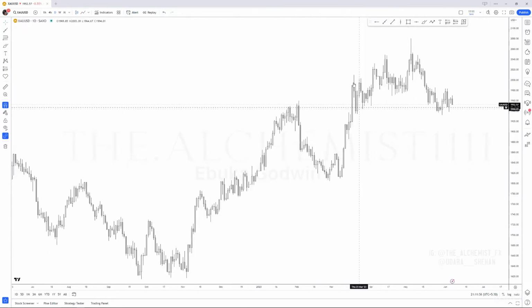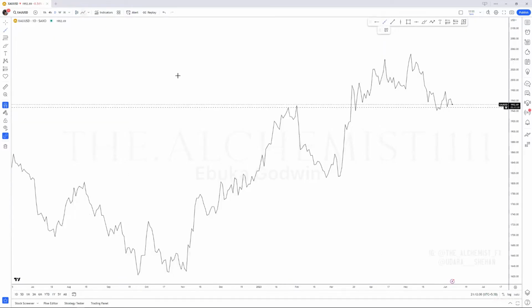Now, I did take this cell as well. This is only from a trend line. Now this will take some time because look at this.